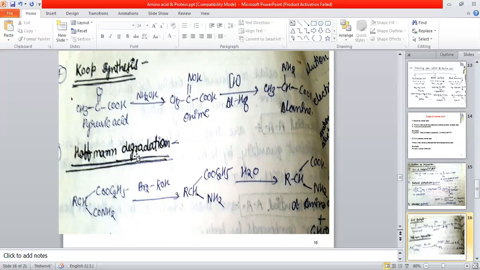The reaction of Hofmann degradation, bromine plus KOH. Now from here, when you take two molecules of KOH, KBr, potassium bromide, will be eliminated, and carbon dioxide gas will be eliminated. You will get this particular amino compound. When you hydrolyze with HOH, one side H, one side OH, so RCH(NH2)COOH, and C2H5OH, ethanol, will be eliminated.